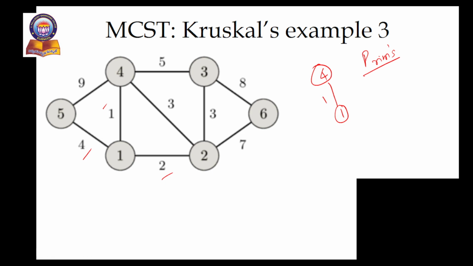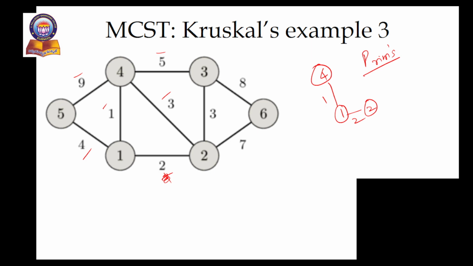So from 4, what are the various edges that are connected? From 4 we can reach 5 with the edge cost equal to 9, 4 to 3 with cost 5, and similarly 4 to 2 with the cost equal to 3. And the remaining thing is from 1 we can reach 2 with the edge cost equal to 2. So take that into the solution. And this is how you solve the problem using Prim's algorithm.